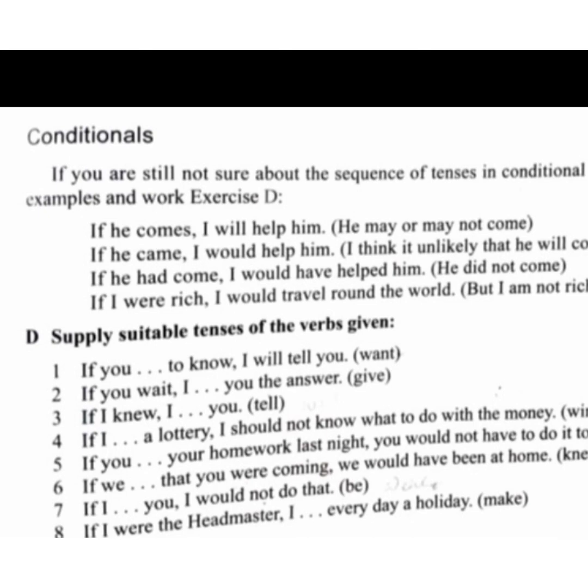Fifth one, if you dash your homework last night, you would not have to do it today. What will come here? If you had done your homework last night, you would not have to do it today, right? Sixth one, if we, what will come here? If we had known, past perfect, if we had known that you were coming, we would have been at home.